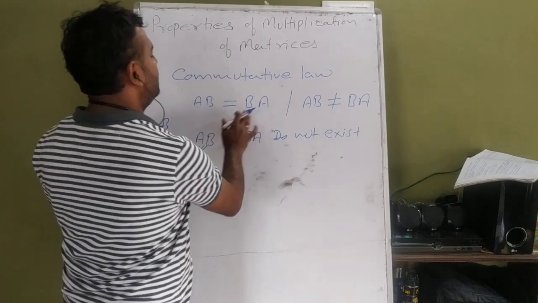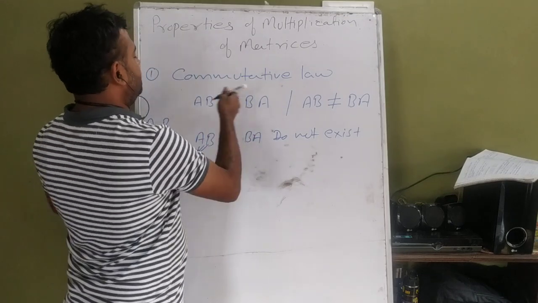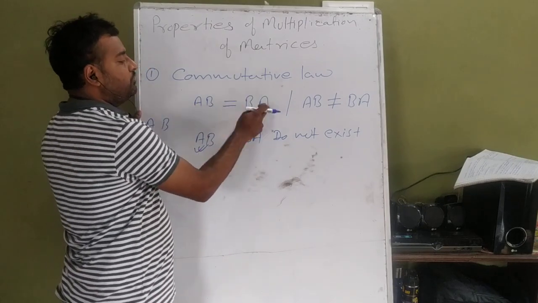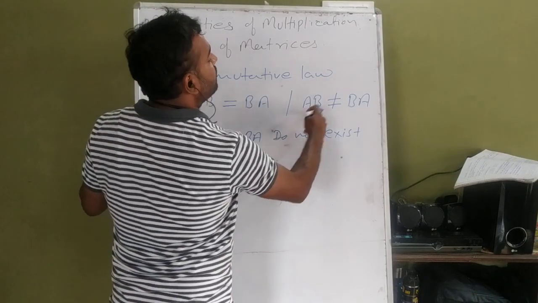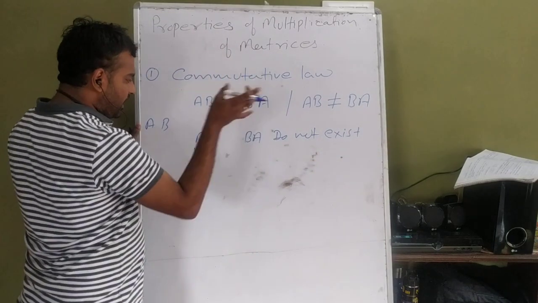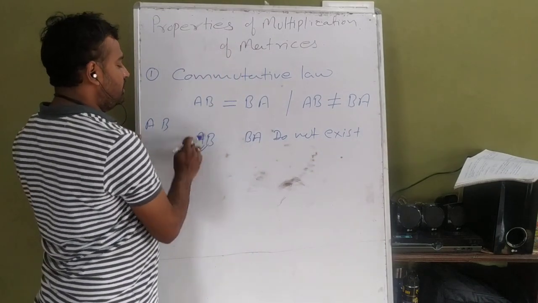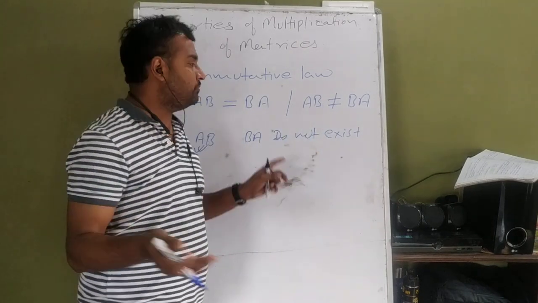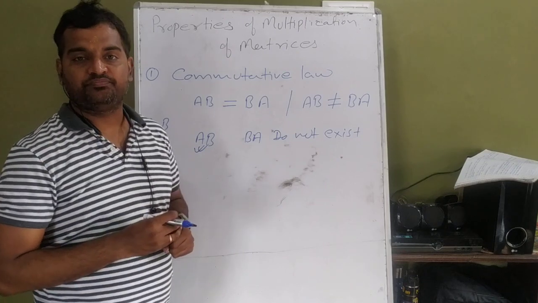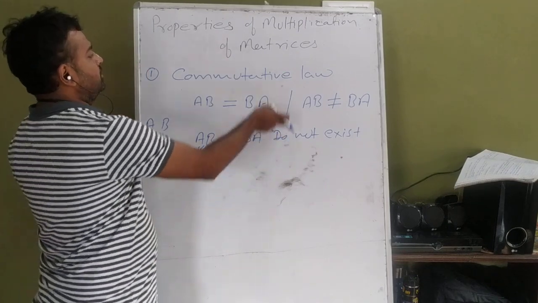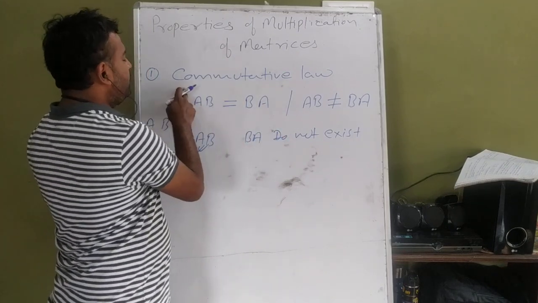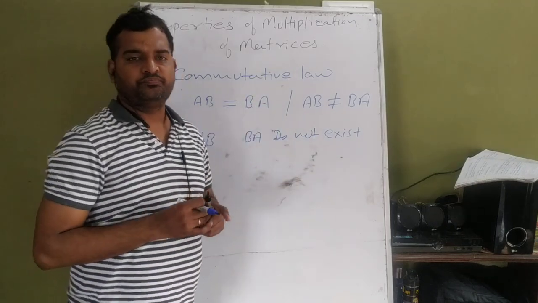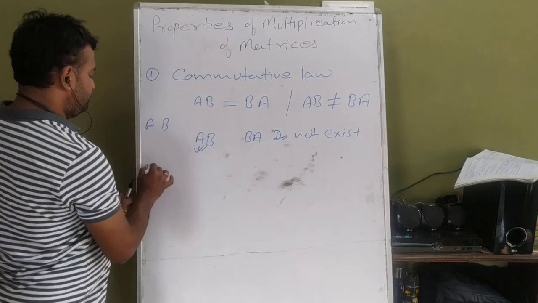In the case of two matrices, three cases can be there. If A and B are two matrices, then AB may be equal to BA, AB may not be equal to BA, or AB may be possible but the product BA will not exist. So in general, it may follow the commutative law or it may not follow the commutative law. This is the first point, the commutative law.